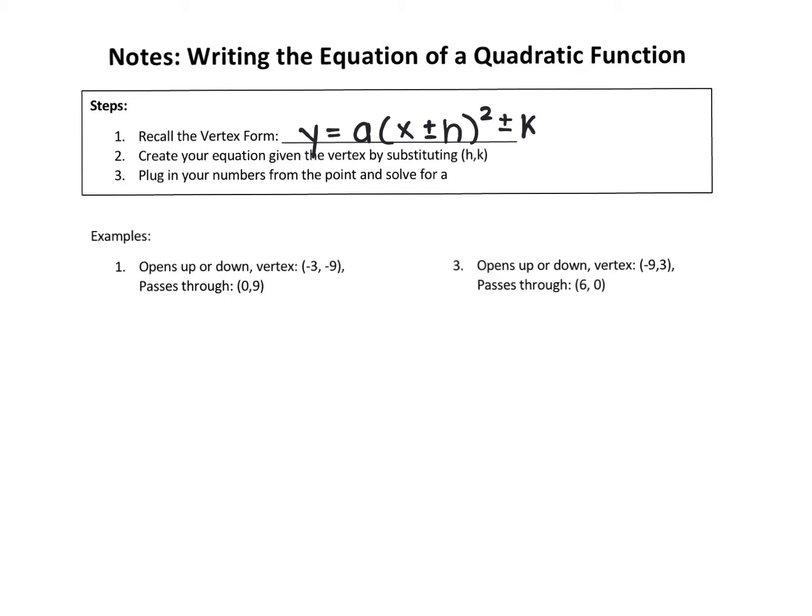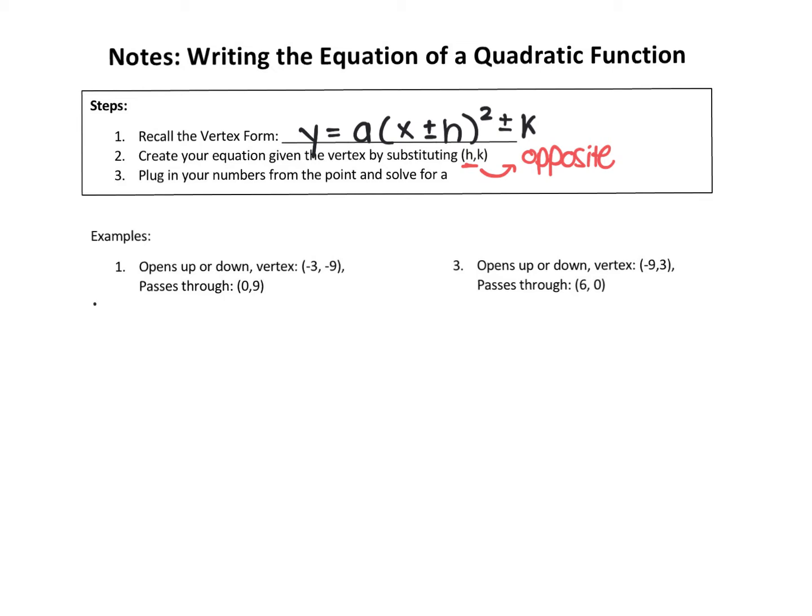The only thing I want you to write is: remember, h is opposite. That's the most important thing. H is opposite. And the last thing we're going to do is plug in the numbers from the extra point that they gave us, and solve for a. I'm going to do examples 1 and 3, and then you are going to do the rest after this video ends, okay?